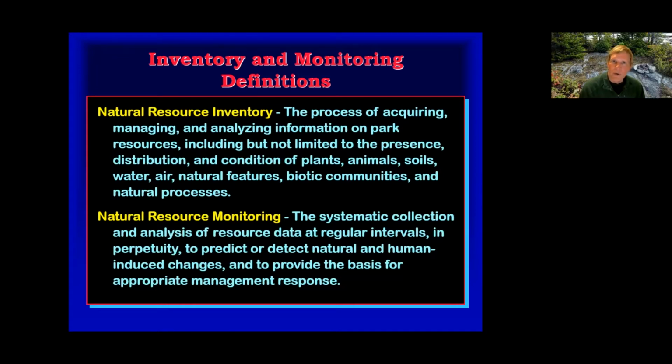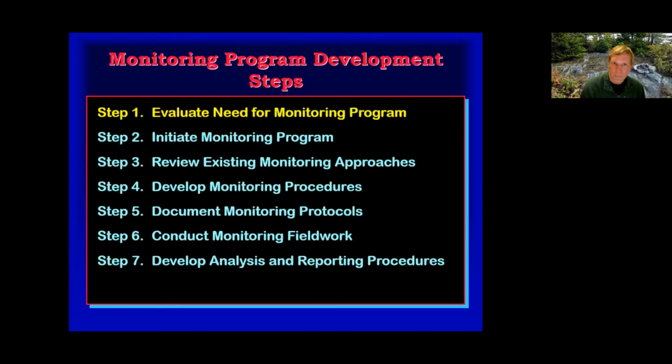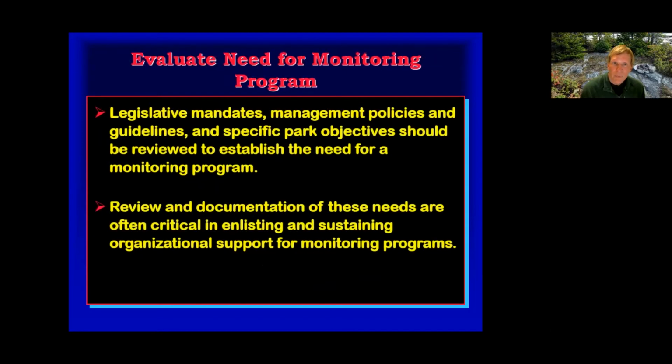And we use this data to inform decision-making, to evaluate trends in condition, and to set up decision-making frameworks where we evaluate thresholds or standards of conditions to identify what impacts out there might be unacceptable to managers. So I have 7 steps here. We're going to go through each step fairly quickly. The first step, number 1, is to evaluate the need for monitoring programs.